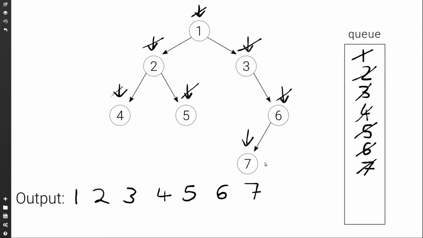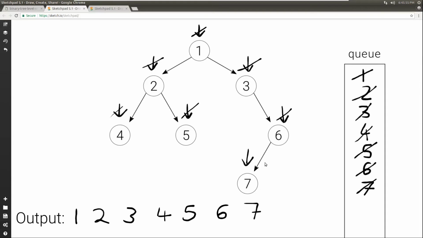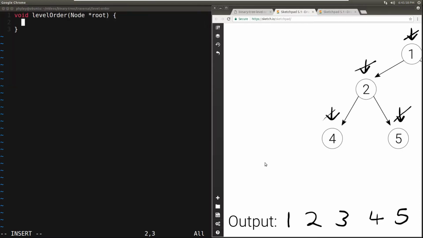Let's see how to implement this. So we'll have a function called level order, which will take the address to the root node of the tree and returns nothing. The first thing we do, we check if root is null, because if root is null, the tree is empty, so there is nothing to visit. But if root is not null, means that we need to actually do a level order traversal.